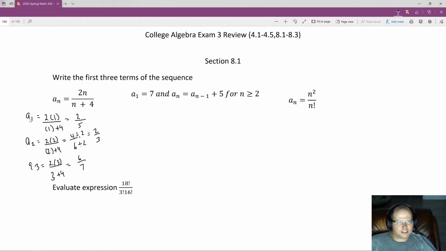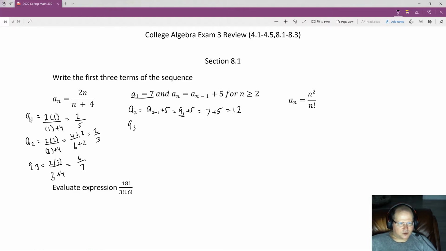The next one is a recursive sequence, so we have to plug in the previous one into the next one. The first one in the sequence is already given. It's 7. So we were looking for the second one in the sequence. So everywhere I have an n, we're going to plug in a 2. So a subscript 2 minus 1 plus 5. Well, 2 minus 1 is 1, plus 5. And we know the first one in the sequence is 7. So we do a substitution. 7 plus 5, which gives me a 12.